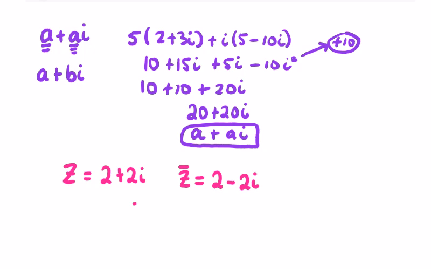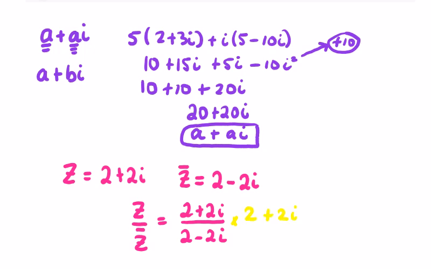What if you're asked for z divided by its conjugate? What would we get? We'd have to write it out first as 2 plus 2i over 2 minus 2i, and then we know that to get rid of division in complex numbers, we multiply by the conjugate of the bottom. So we're going to multiply top and bottom by 2 plus 2i over 2 plus 2i, or multiplying it by 1.